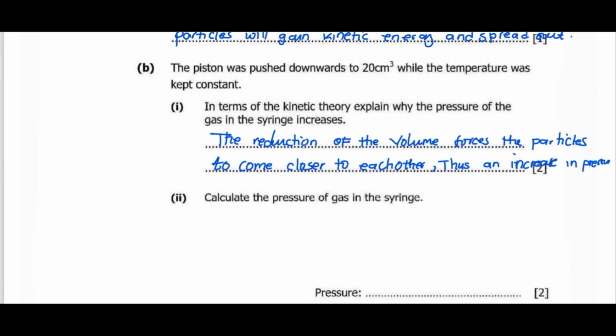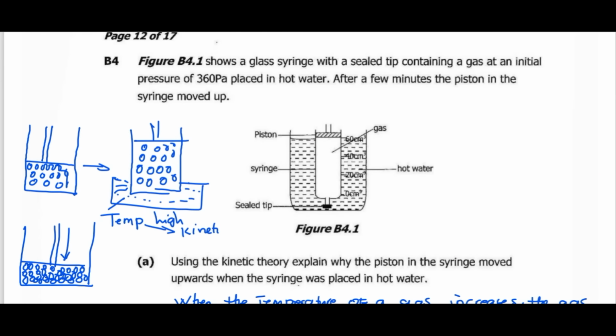The other point is, sometimes you may be asked what the relationship is between volume and pressure. In gas laws, these two are inversely related. If one increases, the other one decreases. Now, let's go back to the statement. Before the movement of the piston, the pressure was 360 and the piston is here, so the volume is 60 cubic centimeters. This is our initial volume.